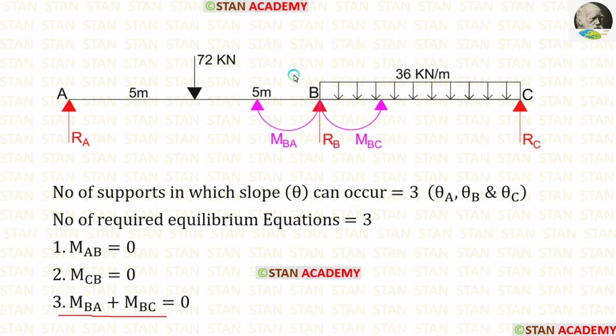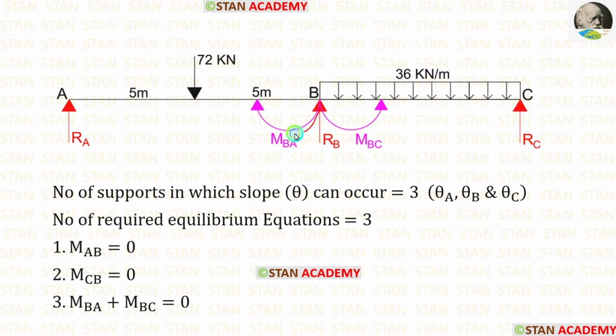In this beam, we are having only one joint, that is the joint B. We already saw the summation of the moments in the joints will be 0. That means when we add MBA and MBC, it will be 0. In every joint, there will be two moments.